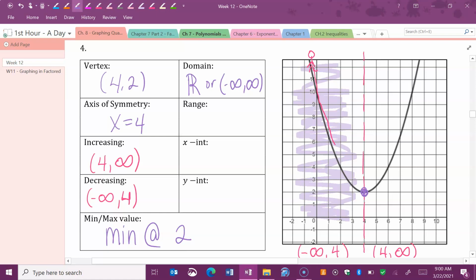The range, how low does this graph go? So what is the lowest it goes? What is the lowest y value? And I don't go below here, so I go from 2, and I keep going up, so I go from 2 to infinity. I never cross this x-axis, so I don't have any x-intercepts. None. And I only always have one y-intercept, and it looks like it's at (0, 10).